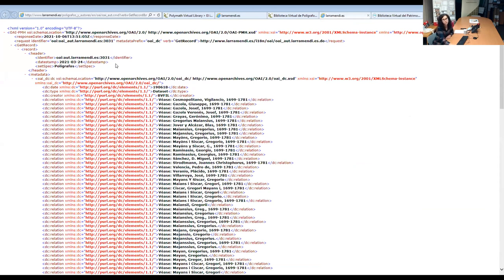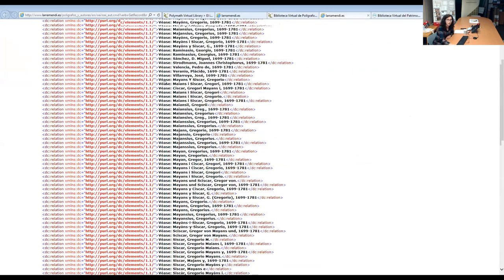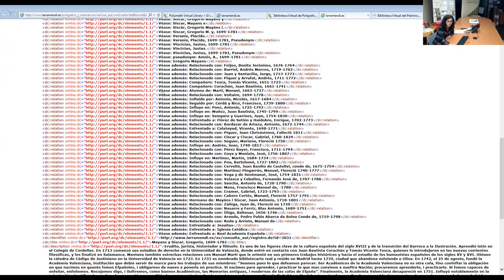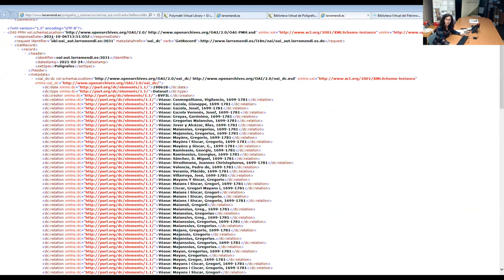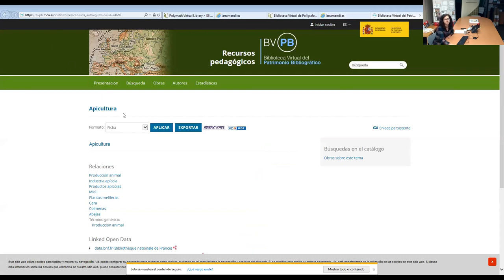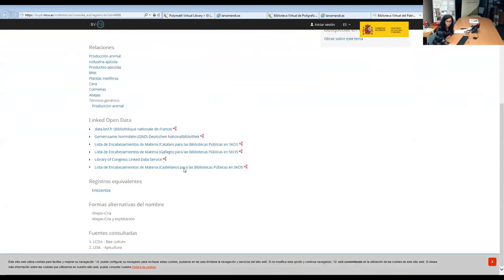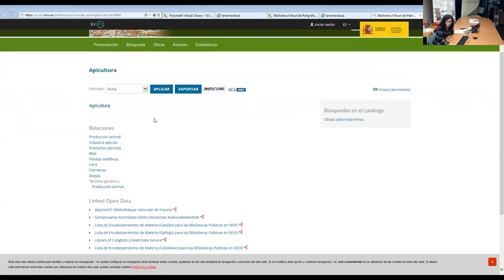The Polymath Virtual Library has two repositories. It has one for bibliographic and another for authority records. But anyway, this would be this long, huge authority record. Another example could be a subject authority, okay? This is on the virtual library, one of the two that have the Culture Ministry. Well, as you see, it works just the same.